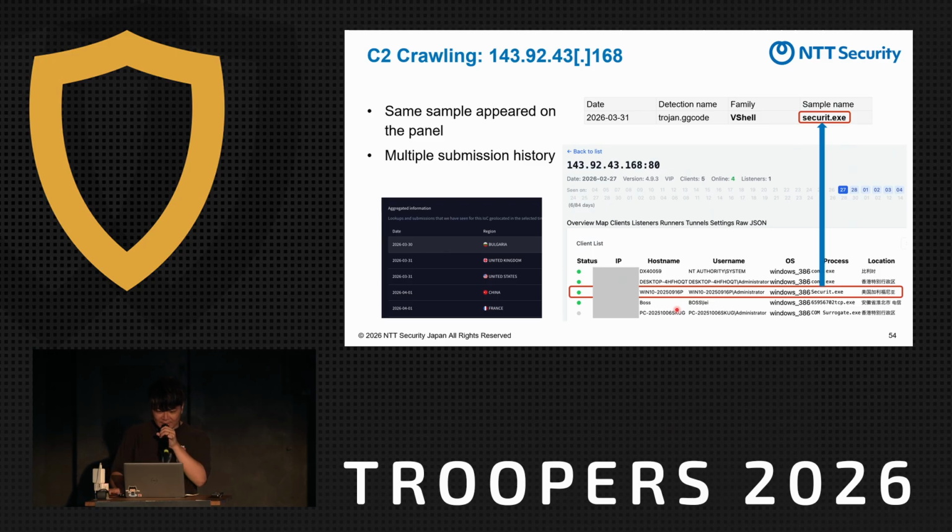So first, on a public malware sharing platform, a vShell sample named security.exe has been reported. When we examine the actual vShell panel obtained from this server, we can see the same process name, security.exe, appearing in the client list. In addition, this infrastructure has multiple submission records over time, and this sample was submitted by various companies from various countries such as Bulgaria, United Kingdom, United States, China, and France.